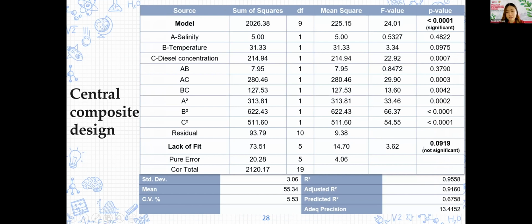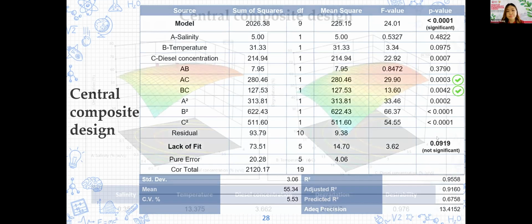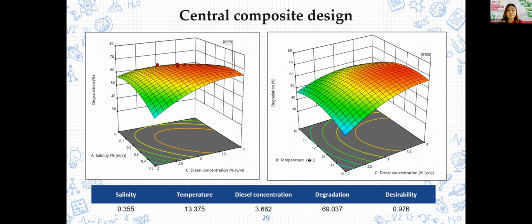The lack of fit is not significant with an R-square of 0.956. So the significant interaction between factors can be found between salinity and diesel concentration, as well as temperature and diesel concentration, where the p-value is less than 0.05. So this is the umbrella plot for the central composite design.